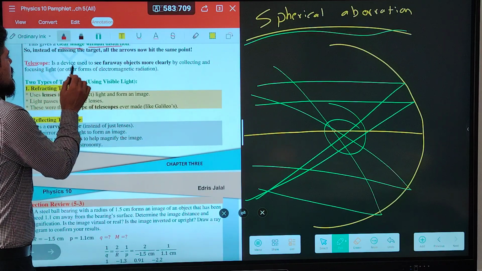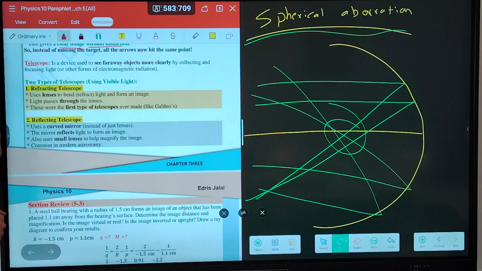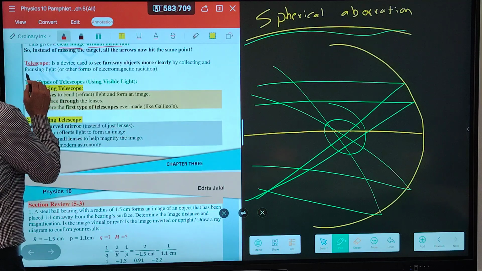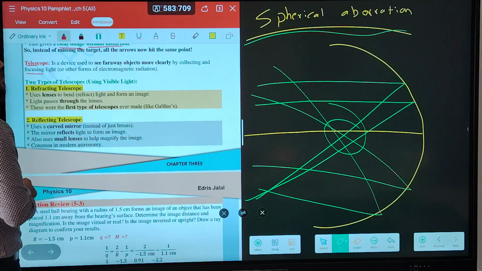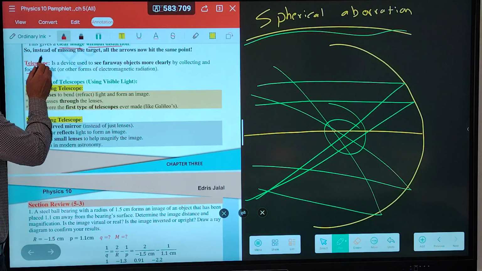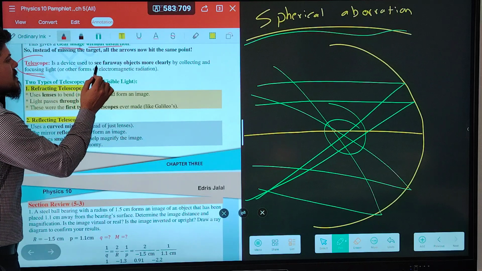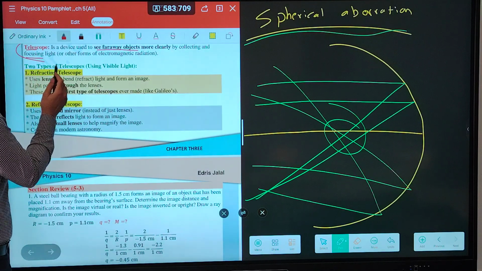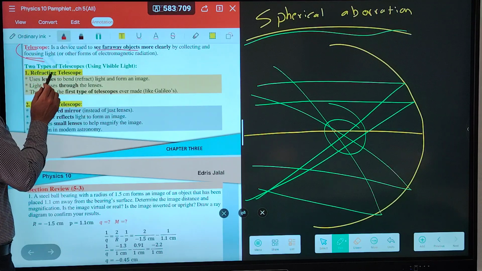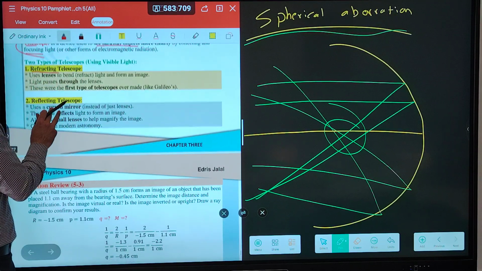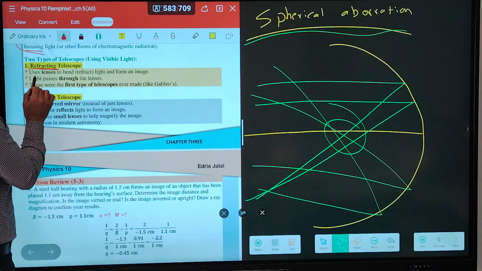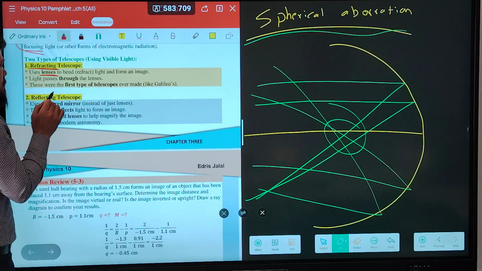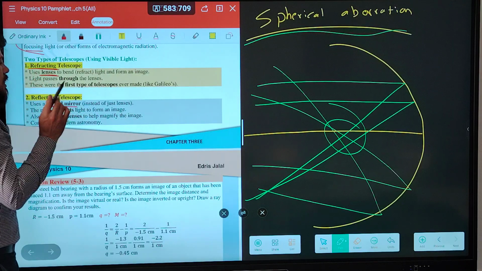Telescope. What is a telescope? It is a device used to see faraway objects more clearly by collecting and focusing light or other forms of electromagnetic radiation. This is a telescope. We use it to see faraway objects like planets and stars. We have two different types of telescope: refracting telescope and reflecting telescope. A refracting telescope uses lenses, but a reflecting telescope uses curved mirrors.